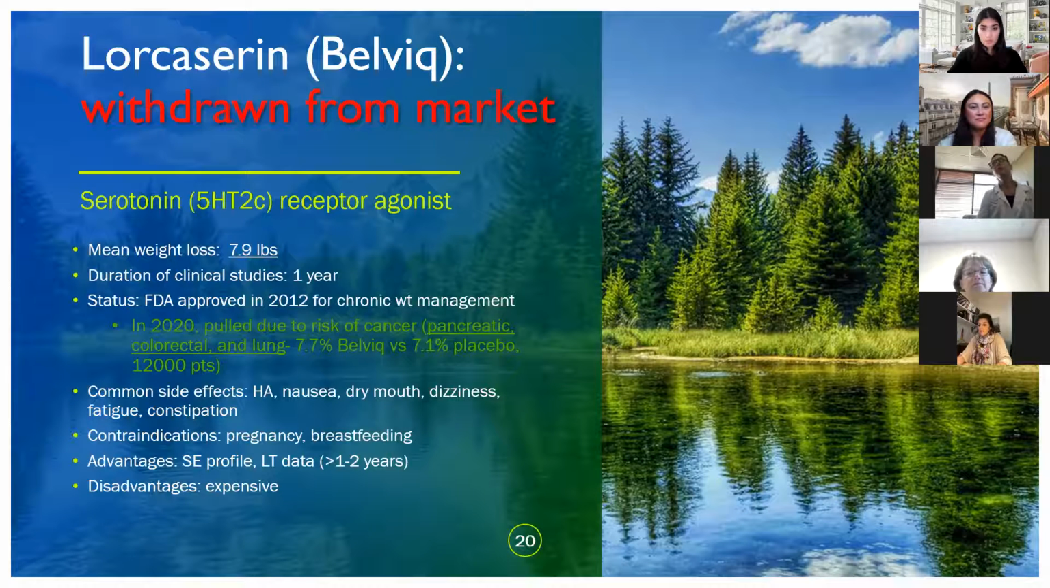You may have remembered a medicine called Belviq or lorcaserin. This was actually withdrawn from the market, and the reason was due to risk of cancer: pancreatic, colorectal, and lung cancer. So we're no longer using this agent, but it was something used in the past, and I thought it would be worth at least mentioning. Next slide.